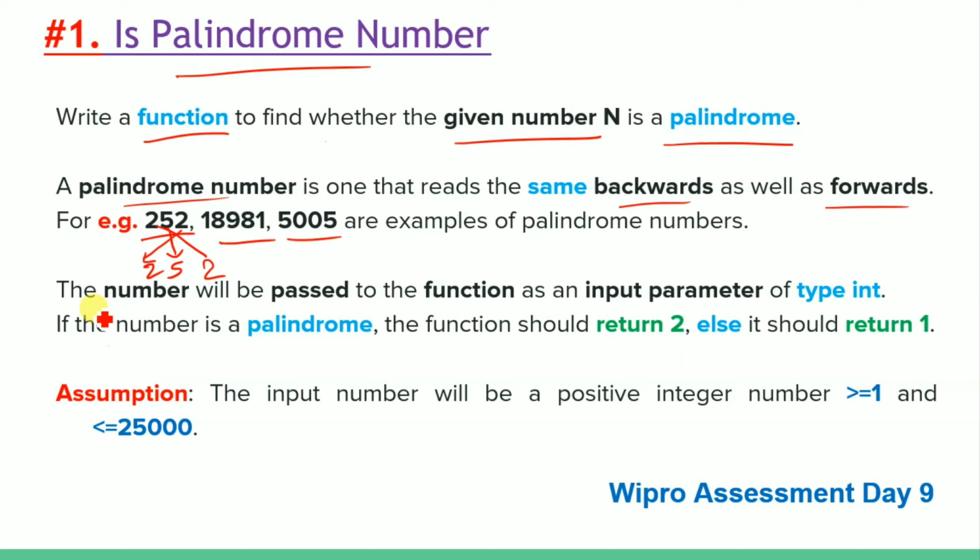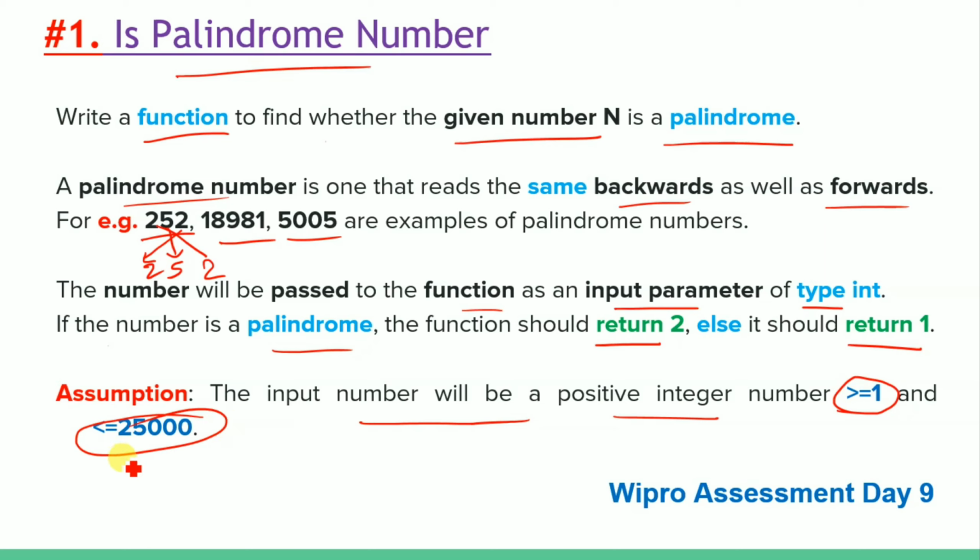After that, the number will be passed to the function as an input parameter of type int. If the number is a palindrome, the function should return 2, else it should return 1. The assumption is that the input number will be a positive integer greater than or equal to 1 and less than or equal to 25,000.